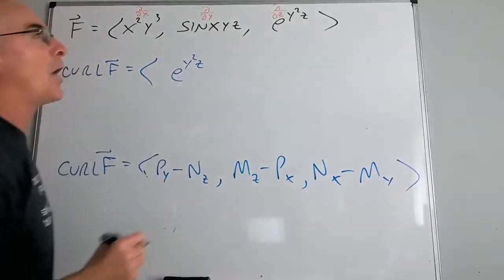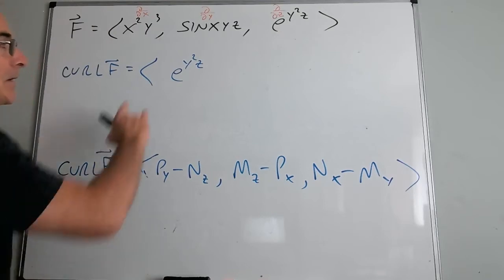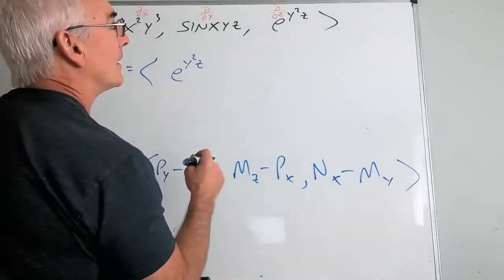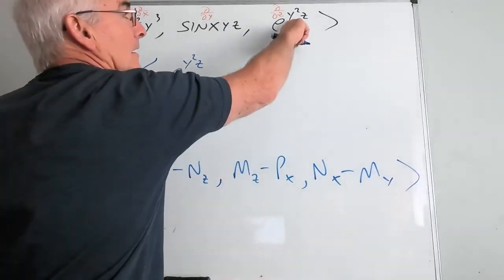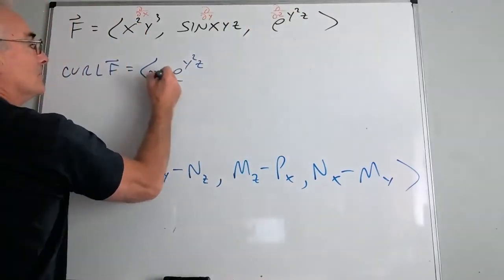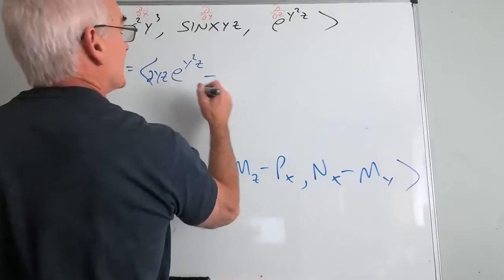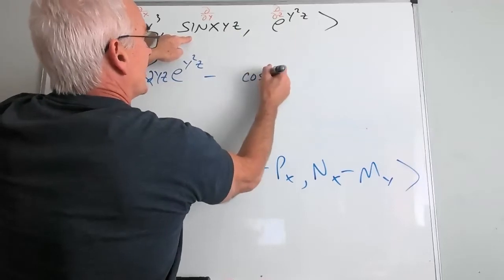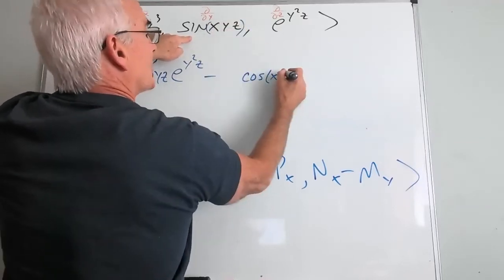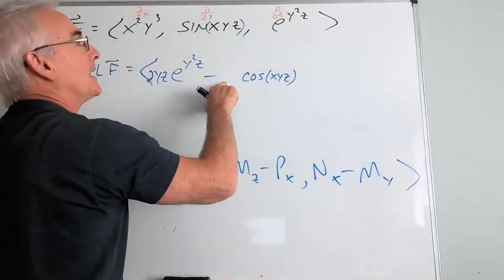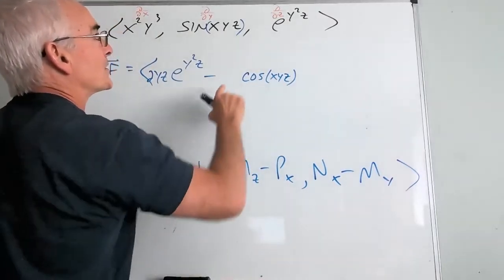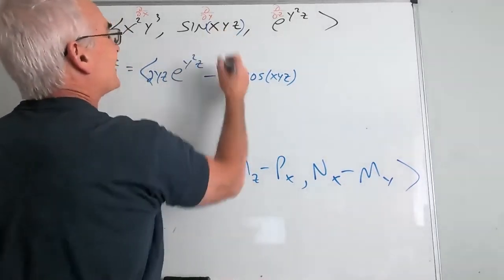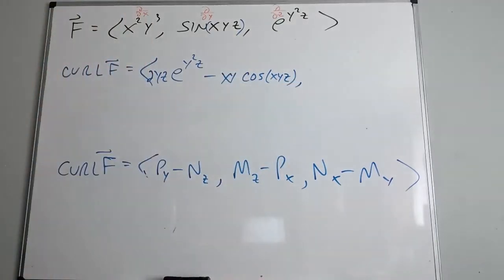The partial with respect to y, I'm leaving a space here, 2y e to the y squared z. Oh, 2yz. 2yz, good. Okay, minus the partial of this with respect to z would be cosine, I should use parentheses, cosine xyz times what? Partial with respect to z. This is a good exercise because we haven't done partials in a little while. xy. Times xy, good. And that's just my first component, okay?